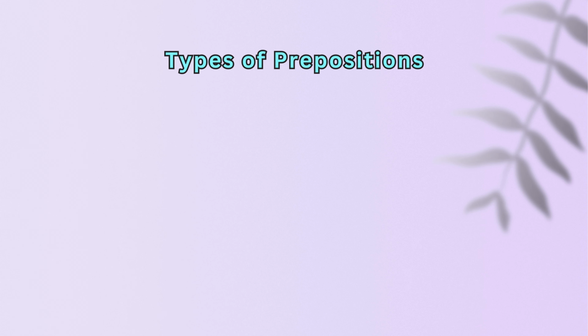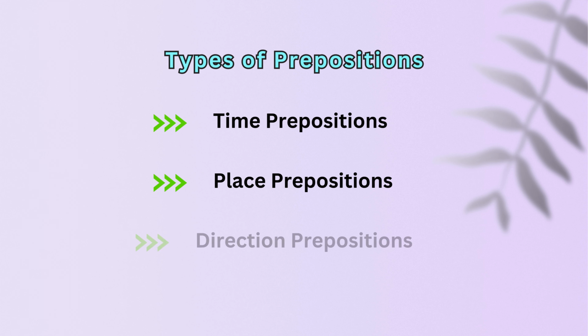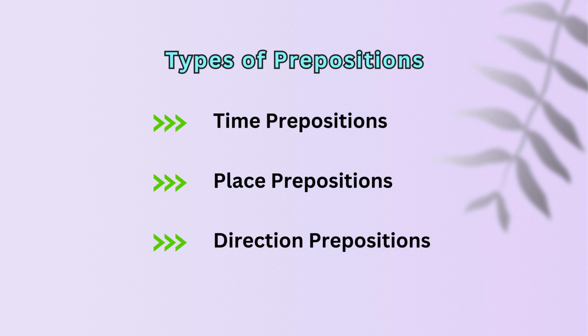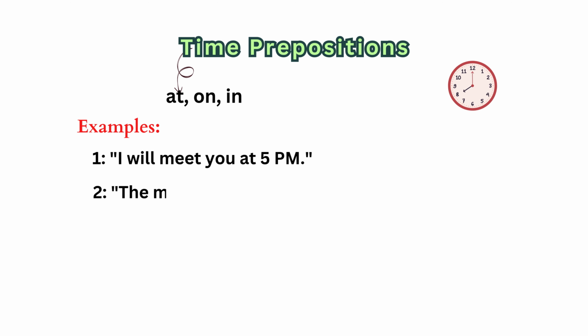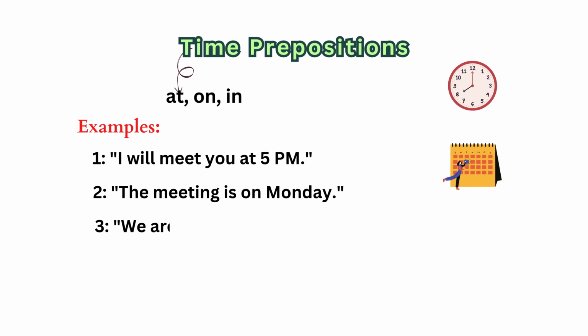There are three main types of prepositions that help us understand when, where, and how something happens. Let's start with prepositions of time. When we talk about time, we often use the prepositions at, on, and in to explain when something happens. Examples.